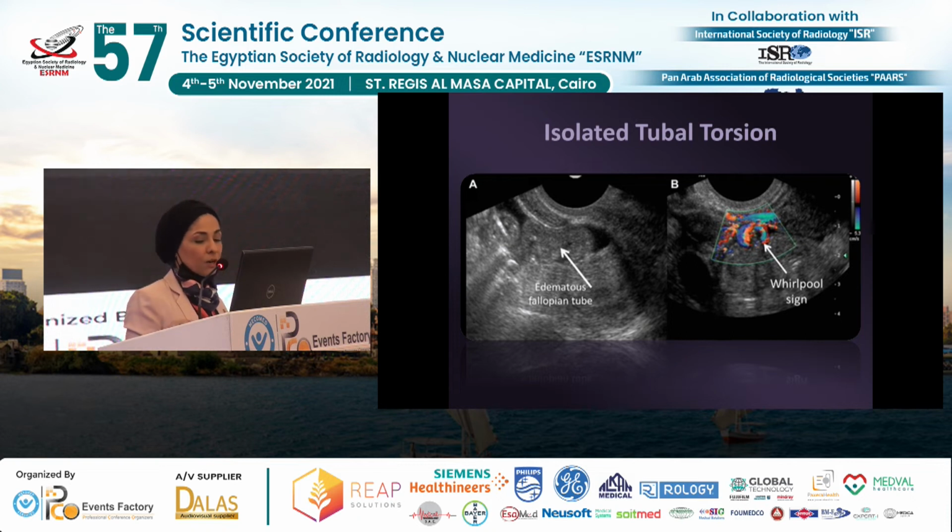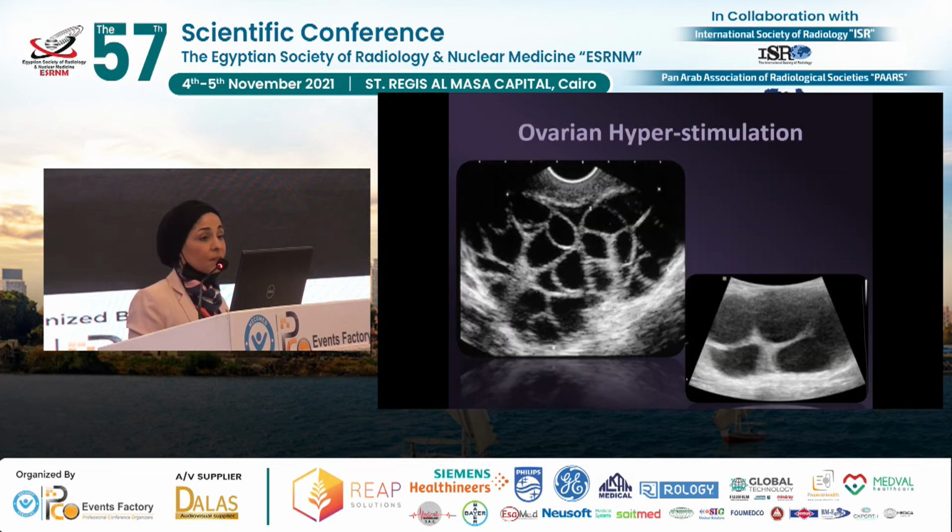Then you can do an MRI. It would clearly pick it up. And then we have the ovarian hyperstimulation. This has actually been seen nowadays more and more due to the assisted fertilization medication. It's very clear, it's a spot diagnosis. You're going to have both ovaries enlarged with multiple follicles.